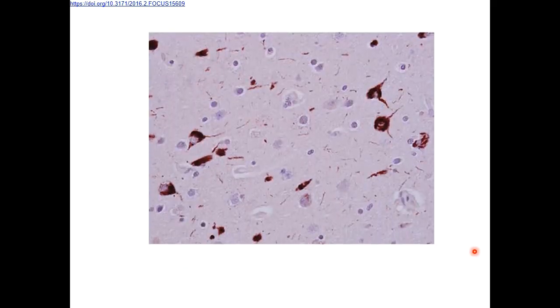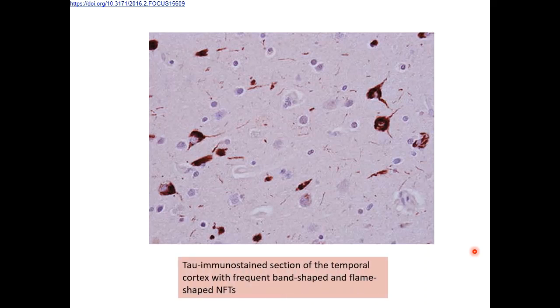So what do you see here? We see a characteristic tau immunostain slide. This tau immunostain is used to highlight these neurofibrillary tangles. As we can make out very well, these tangles are somewhat flame shaped, and some tangles are even band shaped here. Okay.